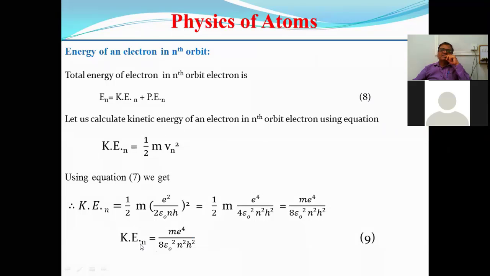That means the kinetic energy of nth orbit electron is equal to m e raised to 4 divided by 8 epsilon 0 square n square h square. This is equation number 9. This is the kinetic energy of electron in the nth orbit. That means we have calculated the radius of nth orbit, the velocity of electron in the nth orbit, and now the kinetic energy of electron in the nth orbit. Okay, let us stop here.